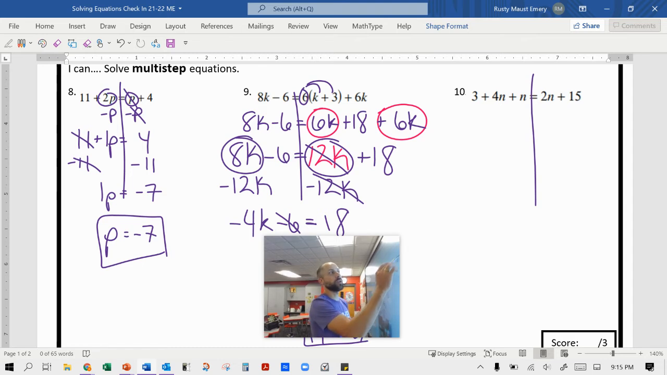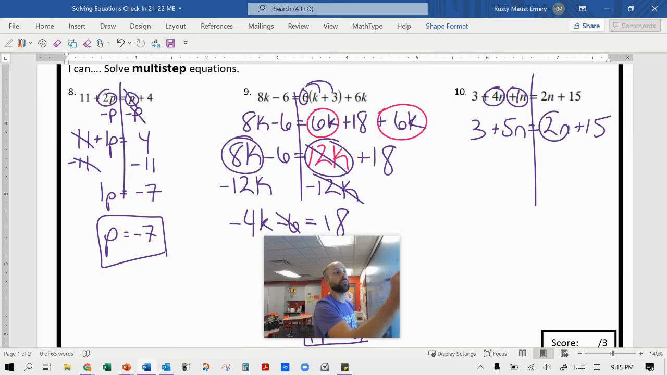I do have like terms. So a positive 4n and a positive 1n. So 3 drops down, 4 plus 1 is 5n. Bring down the 2n plus 15. So both sides no longer have any like terms on the same side.